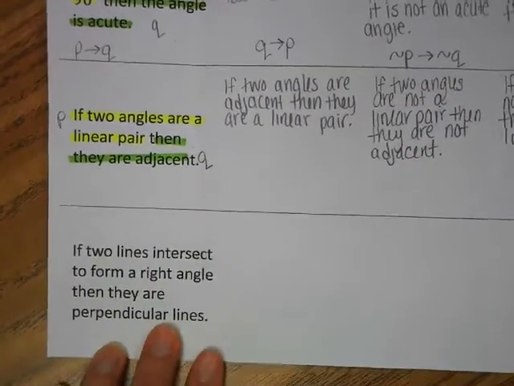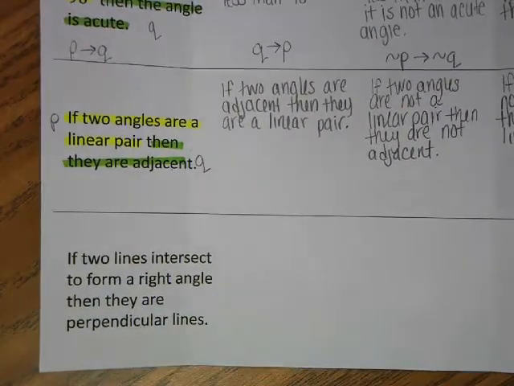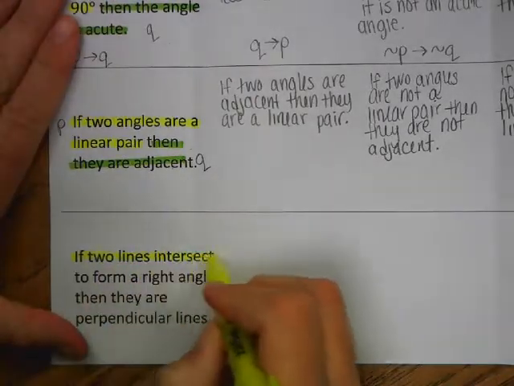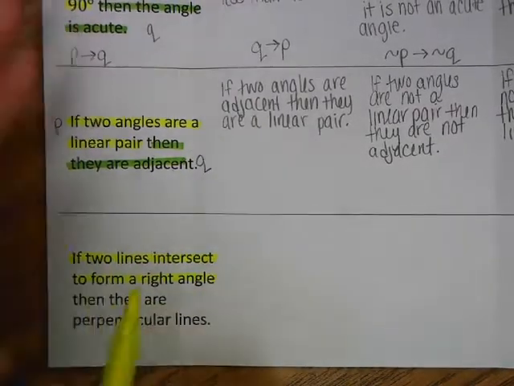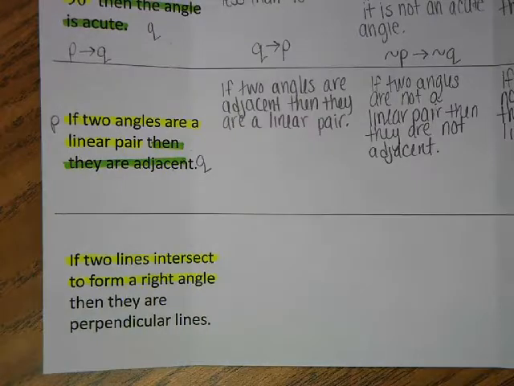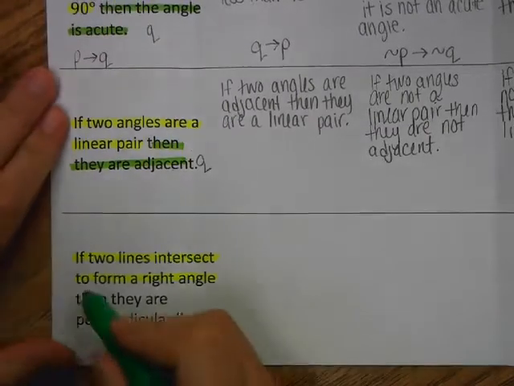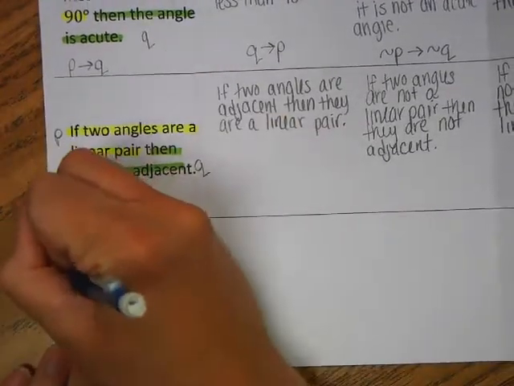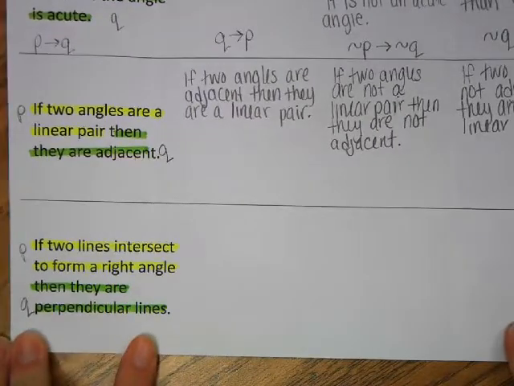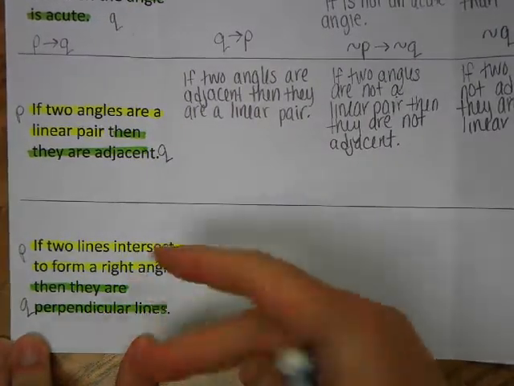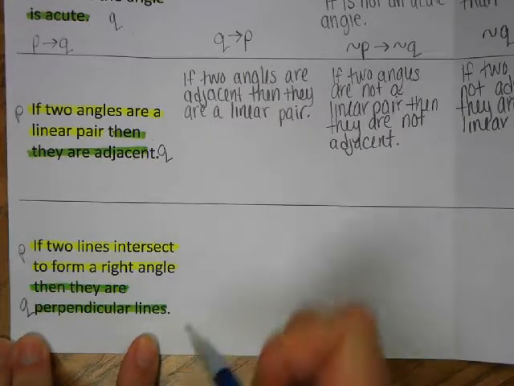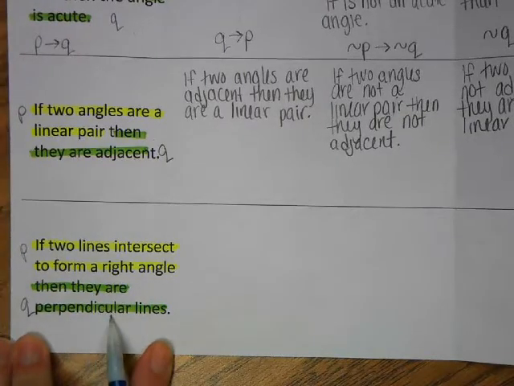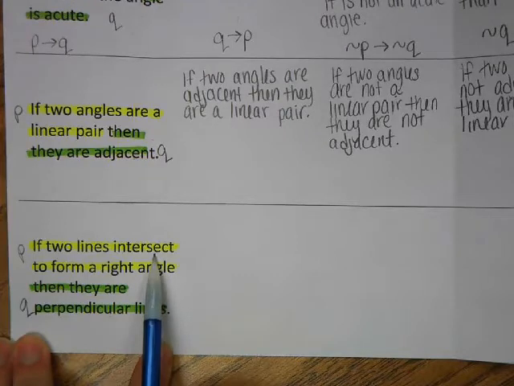Okay, and then our last conditional statement: if two lines intersect to form a right angle, then they are perpendicular lines. So we have the hypothesis, if two lines intersect to form a right angle, and the conclusion, then they are perpendicular lines. To write the converse, all you're going to do is switch the order. You're going to say if two lines are perpendicular, then they intersect to form a right angle.